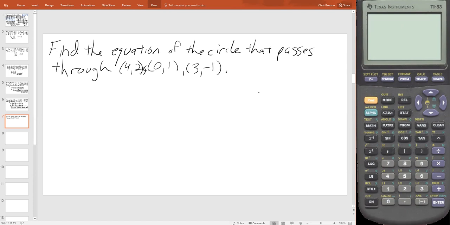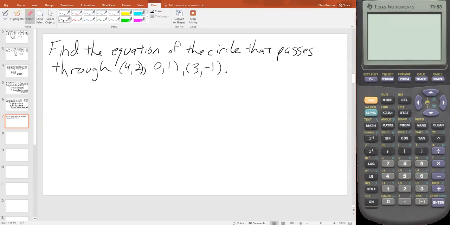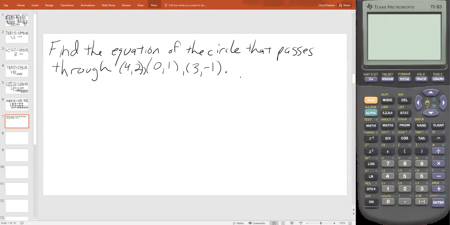Now, we haven't talked about circles yet, so we don't really know what the equation of a circle looks like, so they're going to have to give that to us as well. They're going to tell us something like the equation looks like x squared plus y squared plus cx plus dy plus e equals 0. And we're going to need to find out what these c, d, and e values are. Now notice, we don't know 3 values, and they gave us 3 points.